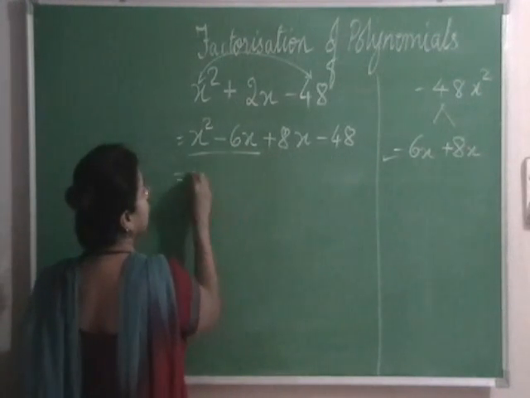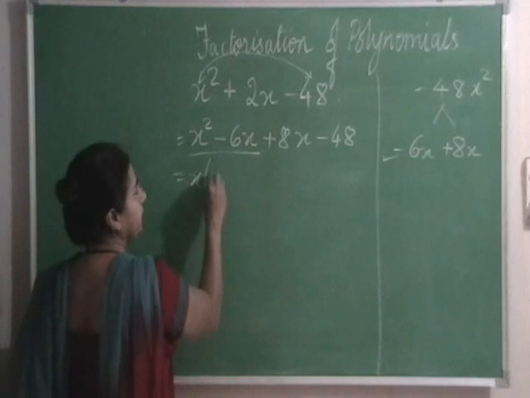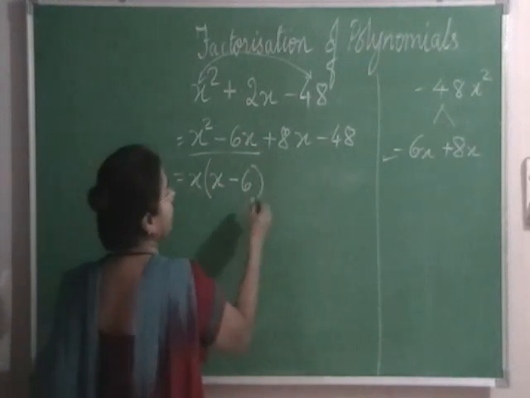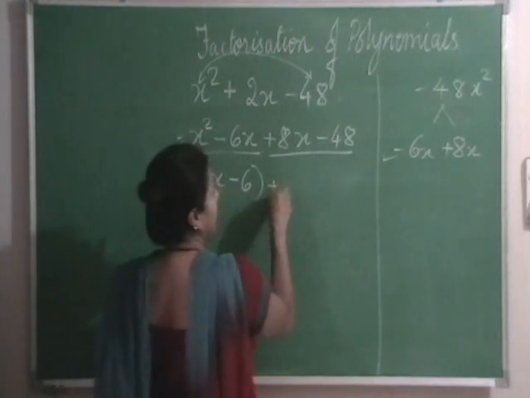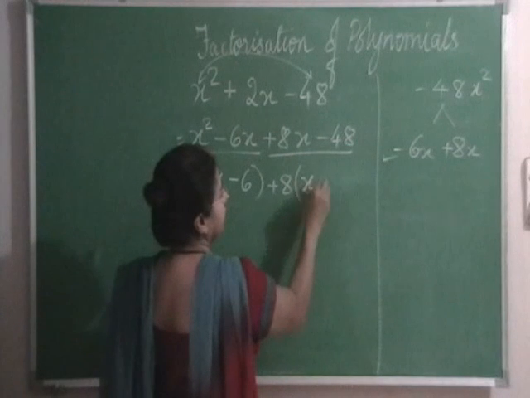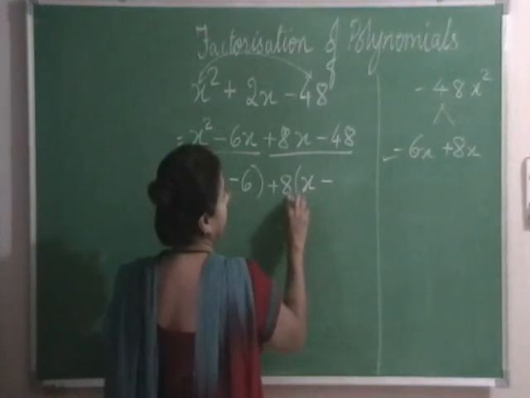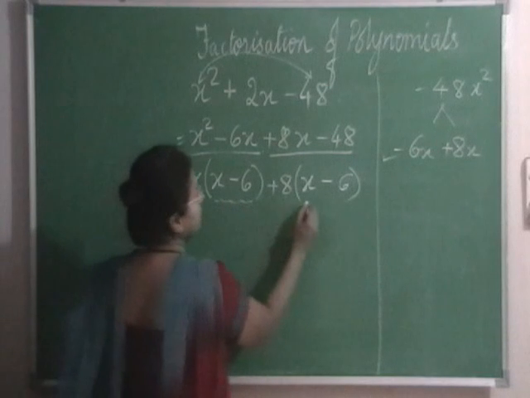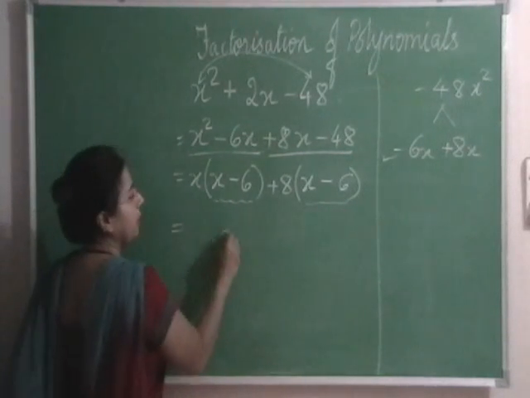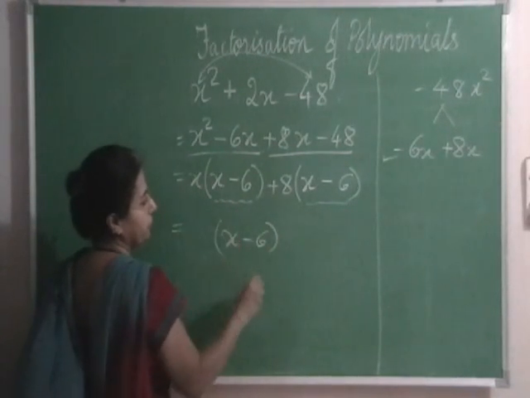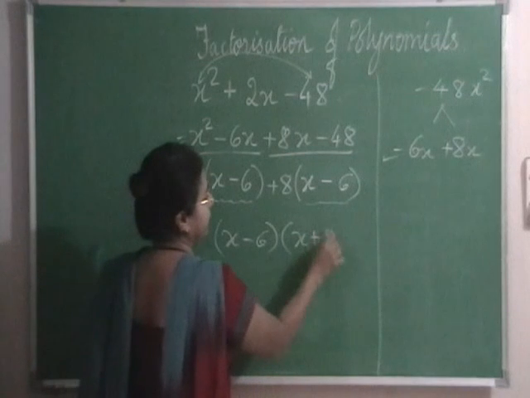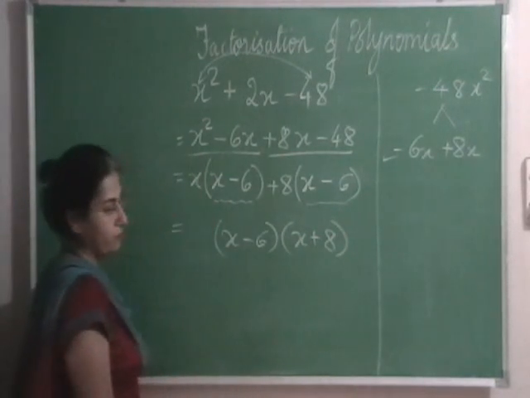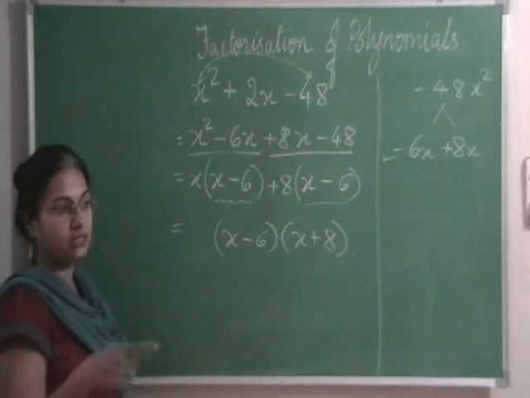Take common in these two. x is common. Inside is x minus 6. Here you will see plus 8 is common. Inside will be x minus 6, since 6 8s are 48. Now again this bracket is common. x minus 6 will be the first bracket. x plus 8 will be the second bracket. So this is the first example.